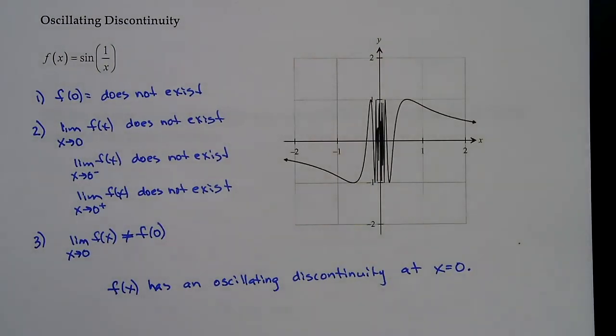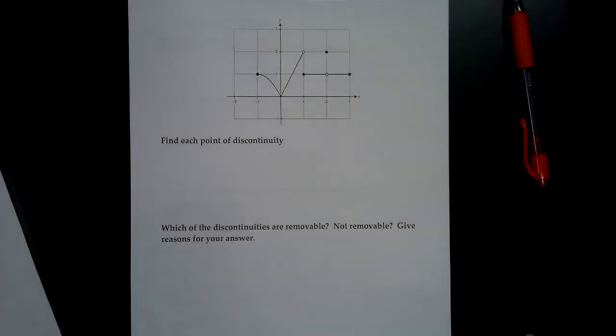All right, you can also look at it and go, oh, that's an oscillating discontinuity, oh, that's an infinite discontinuity. If you have a vertical asymptote, you know that's going to be an infinite discontinuity. If you have a hole, you know that that's going to be a removable discontinuity. All right, let's go to one problem I want to do with you.